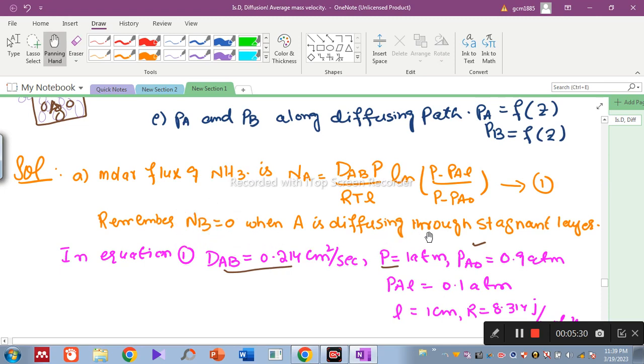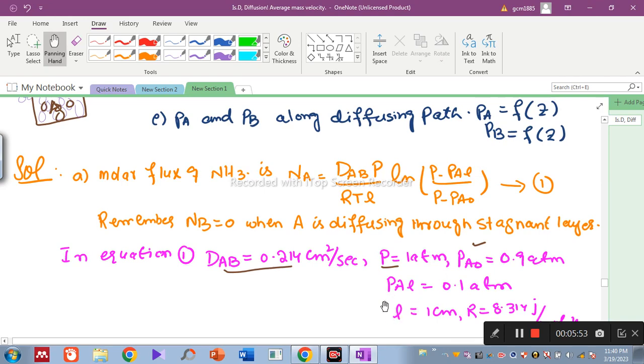When A is diffusing through non-diffusing component B, the molar flux of component B will be 0. In equation number 1, DAB is given. PAL is 1 atmospheric pressure. PA naught is given to us as 0.9 atmospheric pressure, and PAL is 0.1 atmospheric pressure.